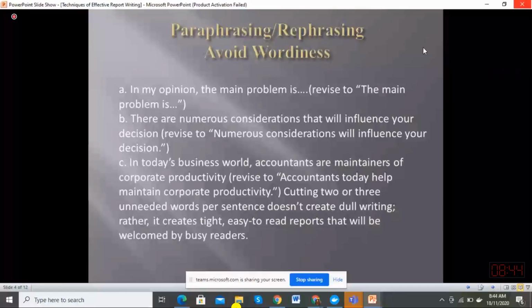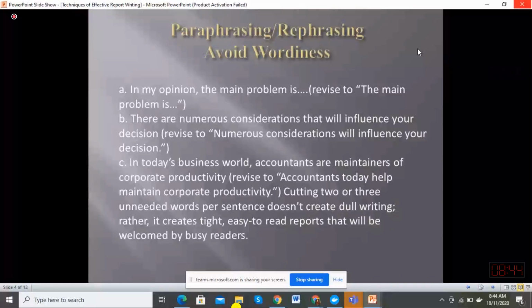Okay, ma'am. In my opinion, the problem is revised to: the main problem is. There are numerous considerations. For instance, in my opinion, the problem is this, that we do not have time, or we could not come today. So "in my opinion" is extra information. We are just bothered, or we want to know about the thing, rather than your opinion, what is in your thought. So it's extra information, and he revised it to: the main problem is this. Next.